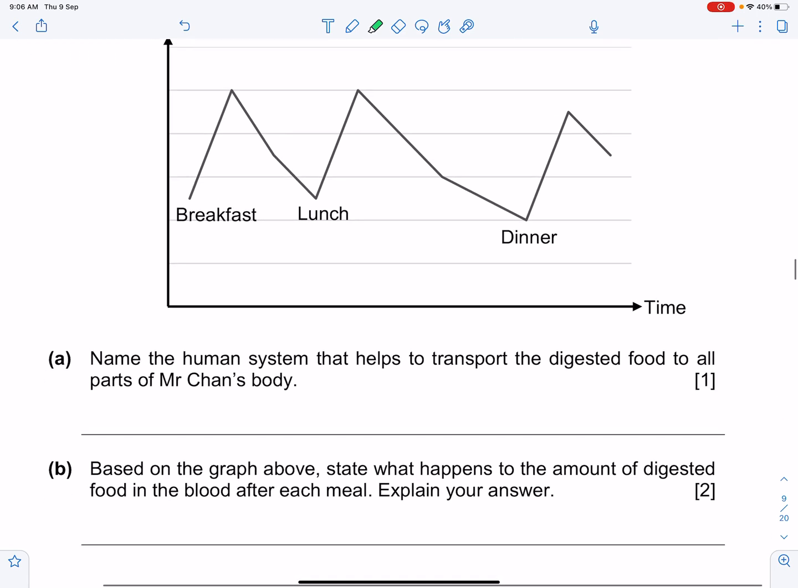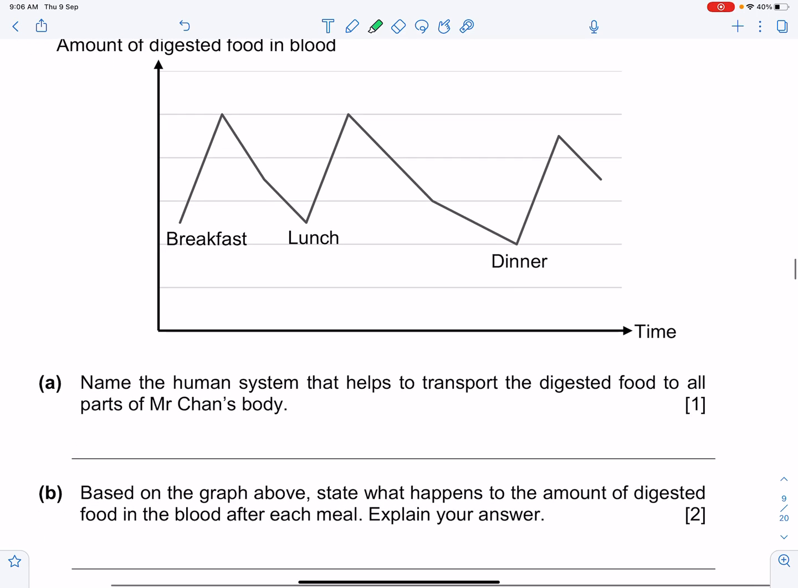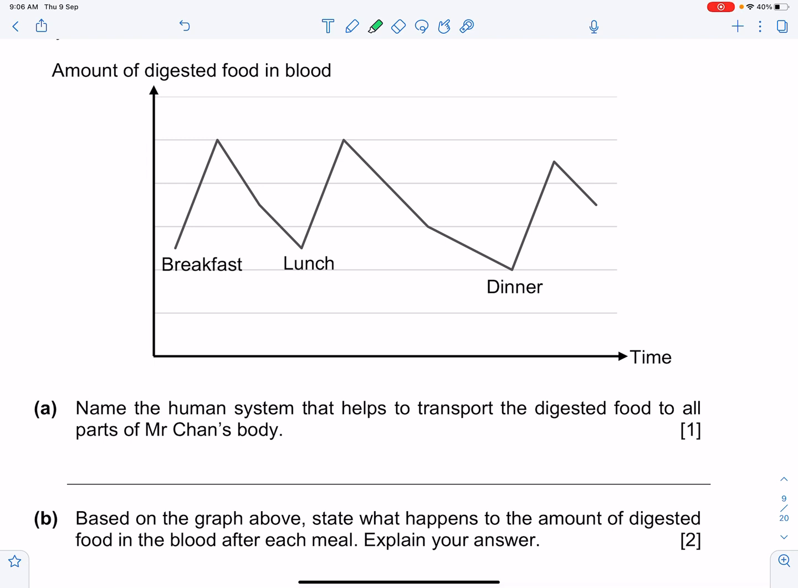Now, first question. Name the human system that helps to transport the digested food. Now, some of you actually told me digestive system. That's not right. The key idea here is transport to all parts of Mr. Chan's body. So it should be circulatory system, isn't it? Very straightforward. But some of you got thrown off by the word digestion. So you tell me digestive system. No. Digestive system is to break down food into simpler substances so that it can be absorbed into the bloodstream via the small intestines.